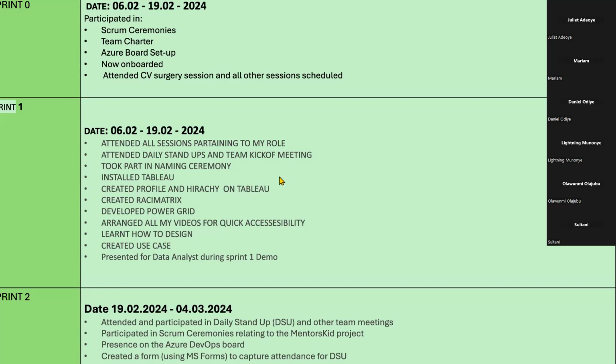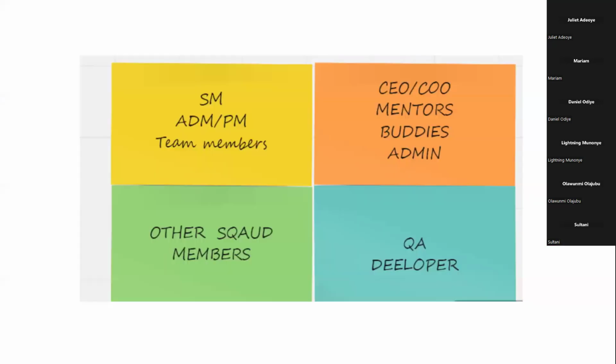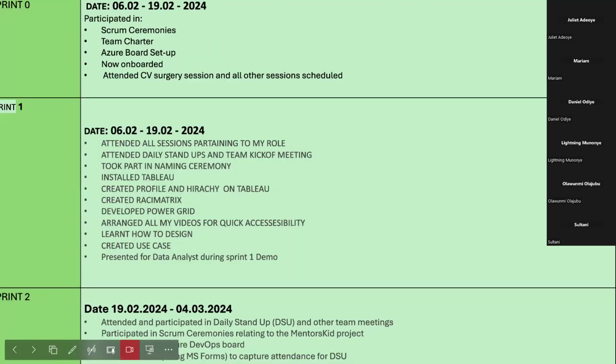And then also because we had a PO for our team guiding us, I created a repository, and also I developed a Power Grid, and also I arranged my videos for accessibility, and then I learned quite a few things from Apiho, how to design and things like that. I even created a use case, and I presented for the GA during the Sprint 1 demo.